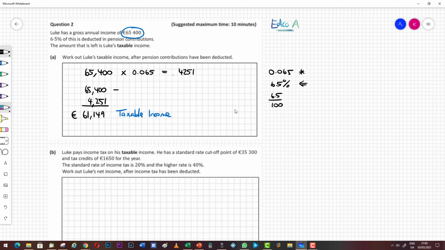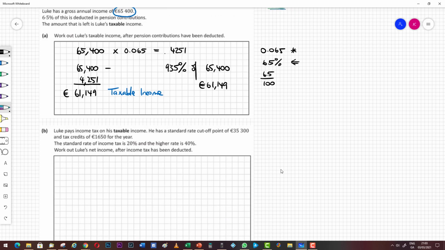Some people might have spotted that a slightly quicker way to do that is if 6.5% is going to be deducted for the pension and the rest is taxable, well then if you subtract 6.5% from 100%, you get 93.5%, and if you went and found 93.5% of 65,400, you would get straight away to the answer of 61,149. So percentages, sometimes you can do them two ways. You can find the percentage and take it away, or you can actually subtract that percentage from 100 and just use that and get the right answer immediately.